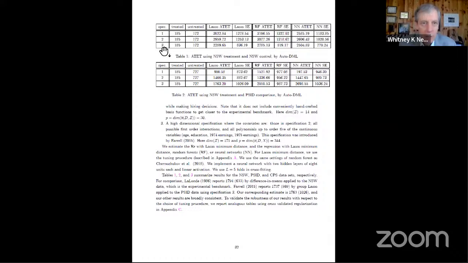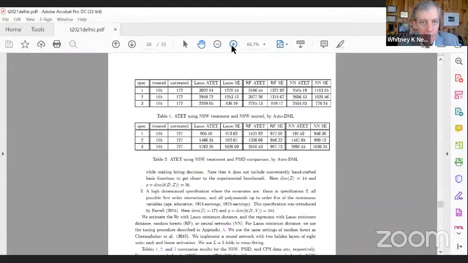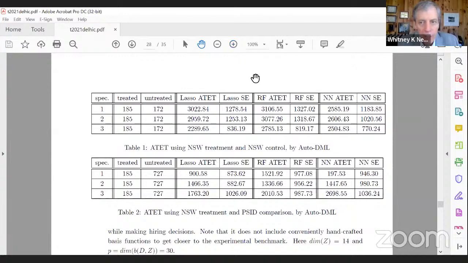And here they are. Let me expand this so we can see it a little better. This is the experimental data. Specification one is 14 regressors, two is 30 regressors, and three is 344. And these are lasso average treatment effect on the treated, random forest average treatment effect on the treated, and neural nets.